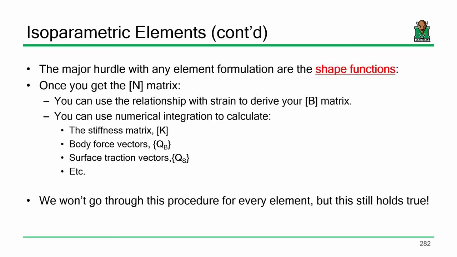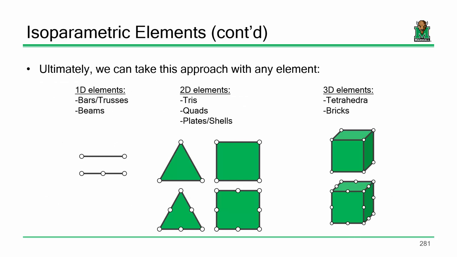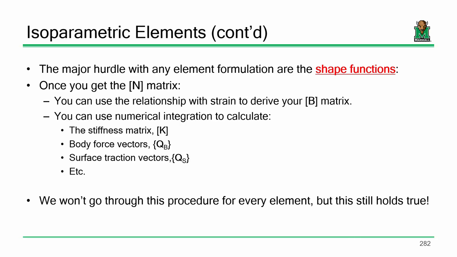Once you get your shape functions, once you get that N matrix, you do the same thing. You take your derivatives to get your strain matrix, or your strain gradient, your B matrix, and then use numerical integration to get your stiffness matrix, your body force vectors, your surface traction vectors. We're not going to do this for every single element that you see on this screen, but the idea is the process is still the same. The holdup is the N matrix.